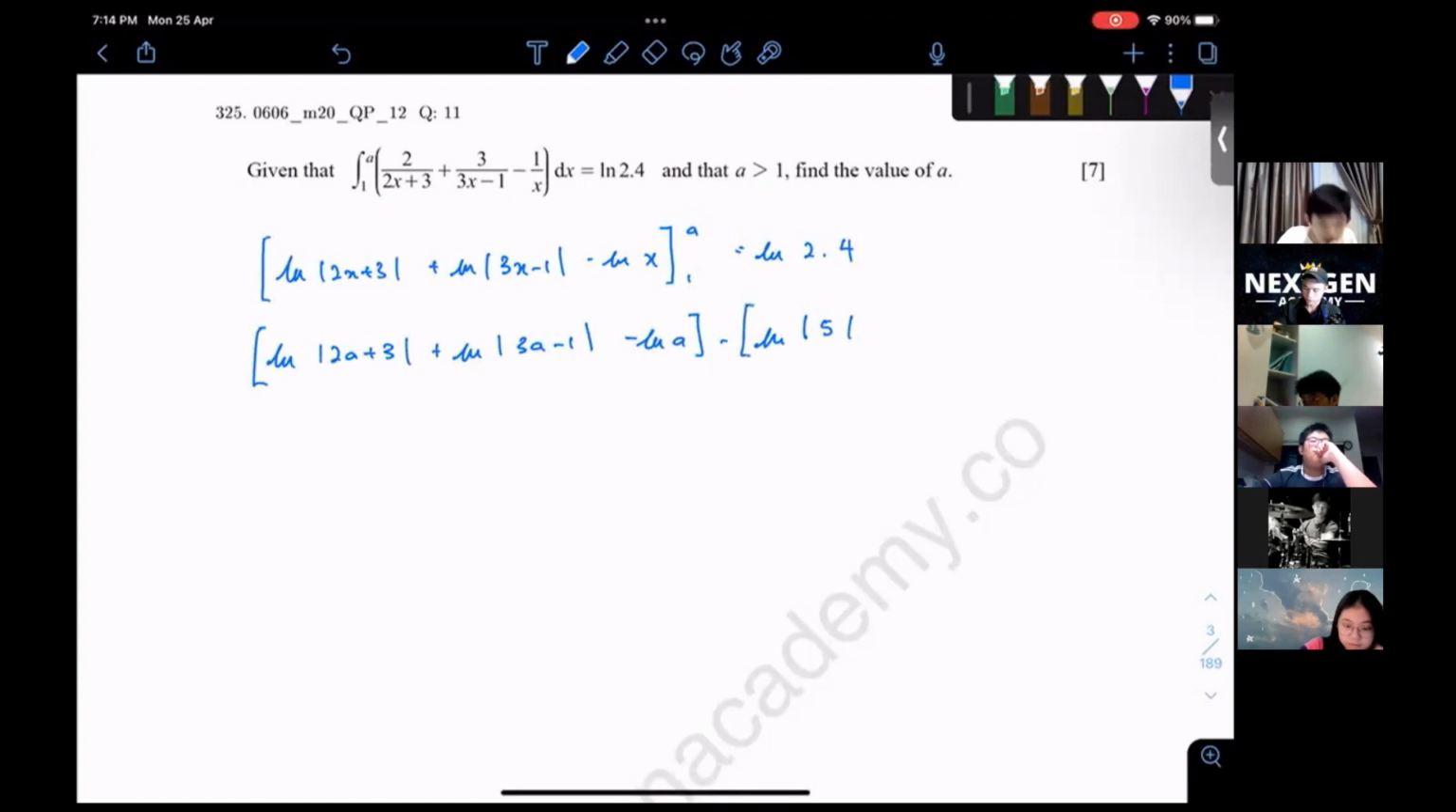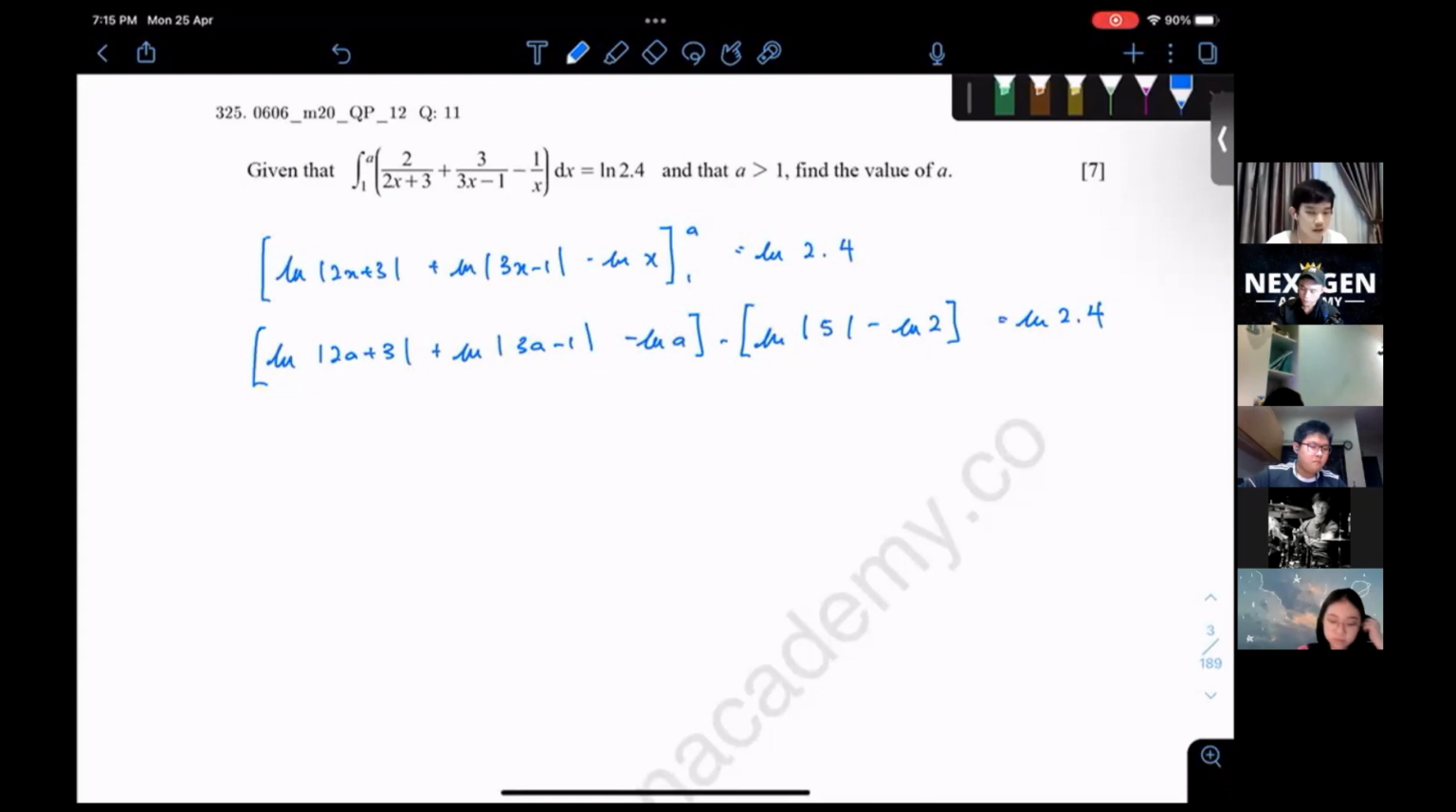Okay, I just straight away substituted inside. Can, don't worry. Then this one equals to ln 2, ln 2 plus ln 2, is it? Okay, yours is minus ln 2. Yes. Then minus 0, right? Yes, ln 1 is 0. Then equals to ln 2.4.